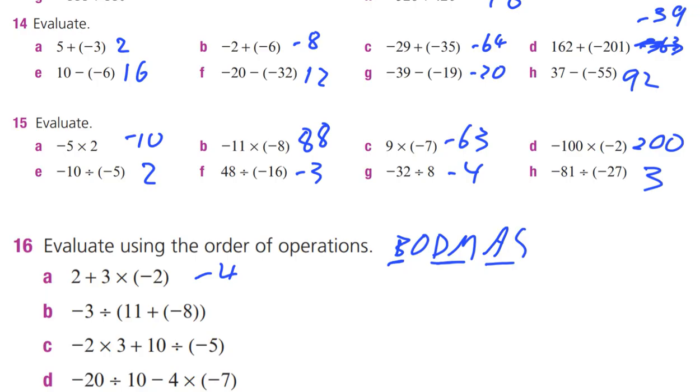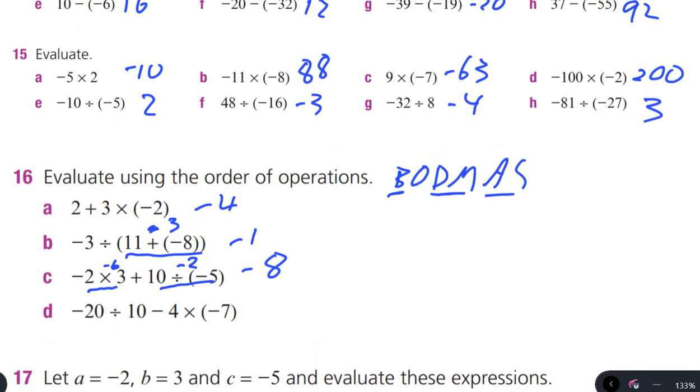Here, we'll do the brackets first. 11 minus 8 will be 3. And minus 3 divided by 3 will be minus 1. Here, nothing much to do with the brackets. Multiplication part first, then our division part first. After that, minus 2 times 3 is minus 6. 10 divided by minus 5 is minus 2. Minus 6 plus minus 2 is take away 2, minus 8.